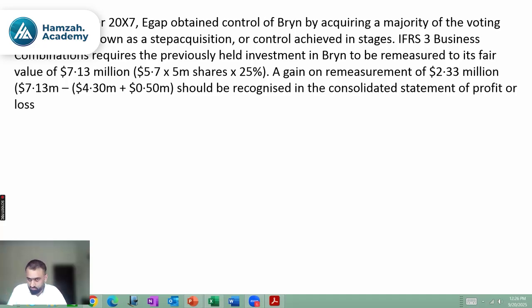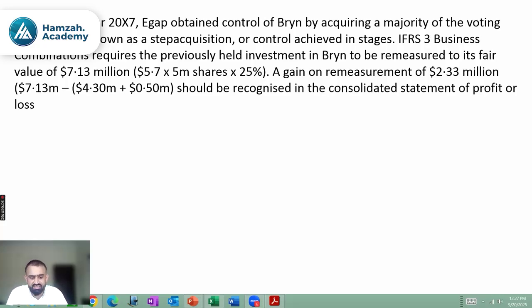It will be consolidated, and on the year end 31st December X7, which is also the date of acquisition, you have to calculate the goodwill. So you get control, you have the majority rights now. This is a step acquisition. Control has been achieved in stages. IFRS 3 business combinations requires that the previous investment, the investment which we already hold, should be measured at fair value at the date of acquisition.